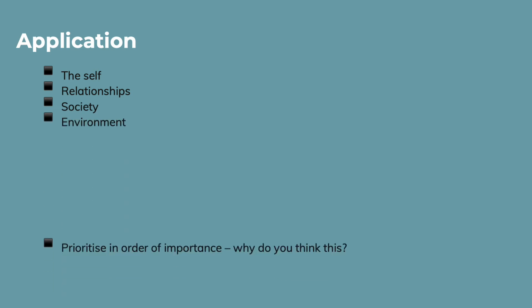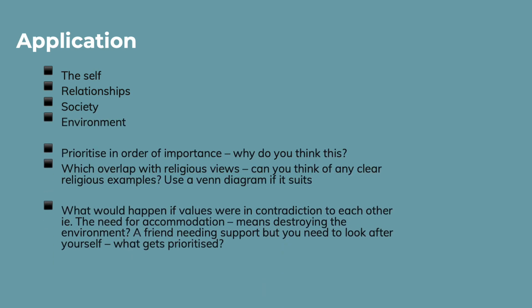I would then spend a little bit of time talking through the content, and then I would allow them to apply it. So, this comes from a lesson on humanism and on humanist values, focusing on what humanists value about the self, relationships, society and environment. I ask pupils to prioritise these in order of importance and to note down why they are putting them in this priority. I then ask them which overlap with religious views.